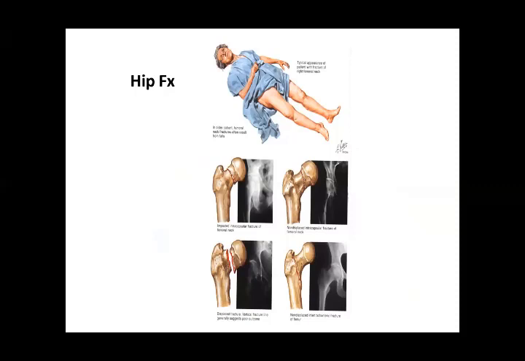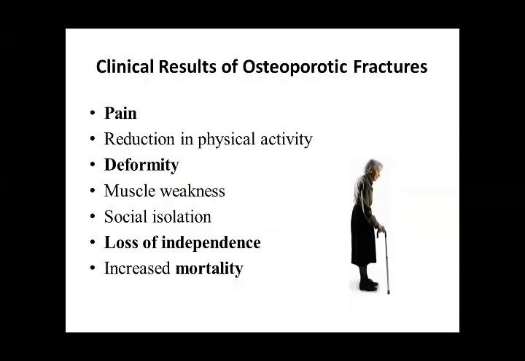And you must know from your anatomy knowledge that the head of the femur is supplied by an artery going from down below. So the blood supply to the head is going to get decreased. Clinical results of osteoporotic fracture are pain, reduction in physical activity, deformity, muscle weakness, social isolation, loss of independence, and increased mortality.